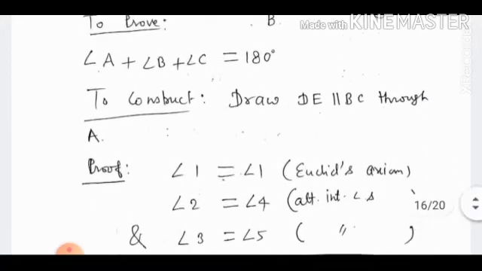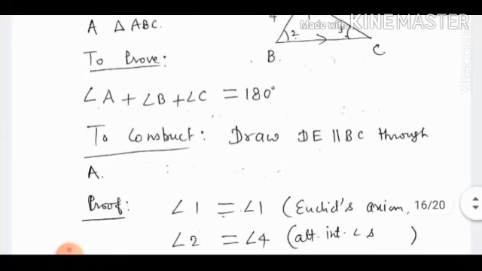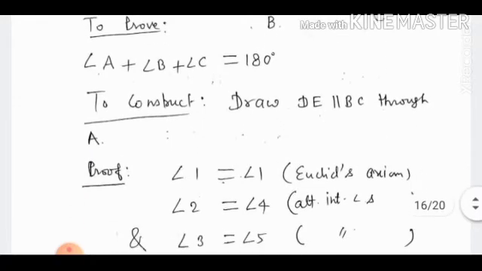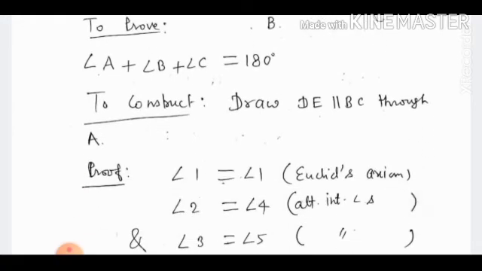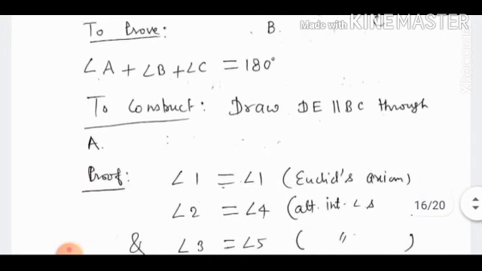Proof: angle 1 is equal to angle 1 because of the coincide axiom. Two things which coincide one another are equal. Angle 2 is equal to angle 4, alternate interior angles. You can see here D is parallel to BC and AB is the transversal, so angle 2 and angle 4 are alternate interior angles, that's why they are equal. Also angle 3 is equal to angle 5 because alternate interior angles for lines D and BC and transversal AC.